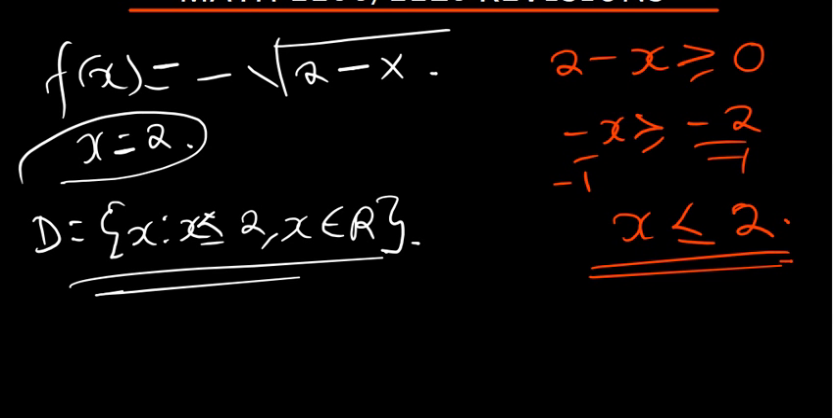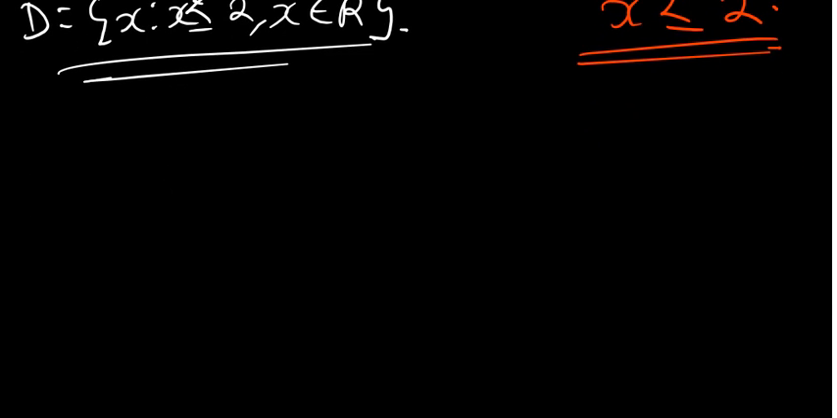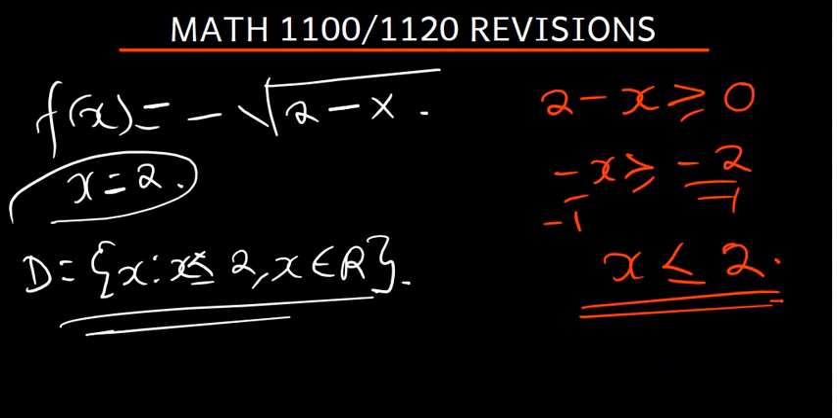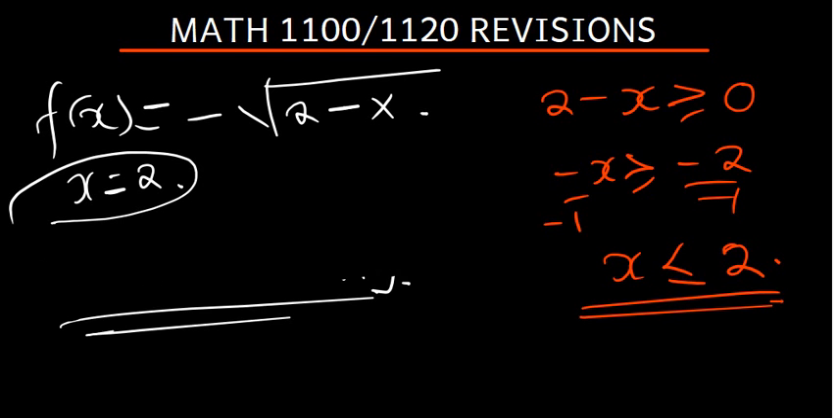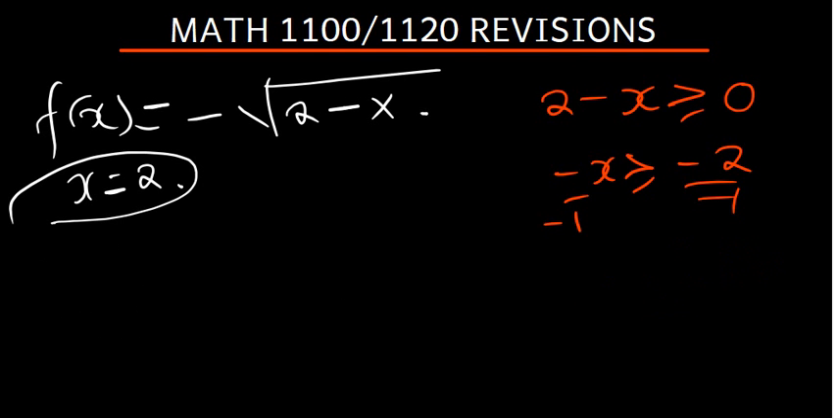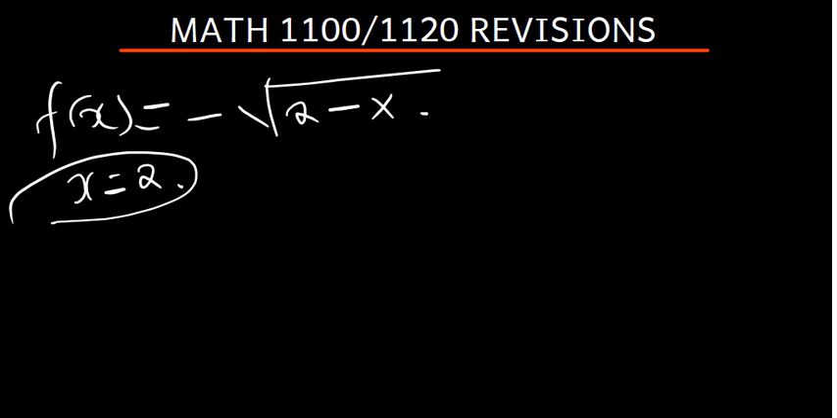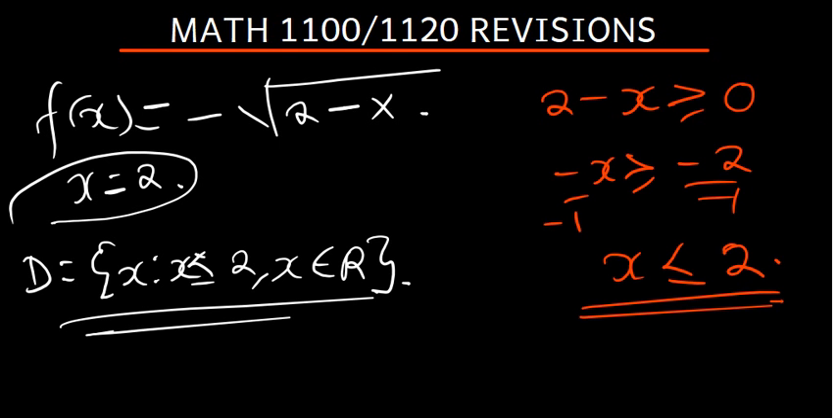This is what we are going to do. Allow me to get rid of this. Why are we saying x is less than or equal to 2 for the domain? We have solved for x. So that's the domain. x has to be less than or equal to 2. The only value of x for this function to be defined is less than or equal to 2. Once we get a value greater than 2, this function is going to be undefined.